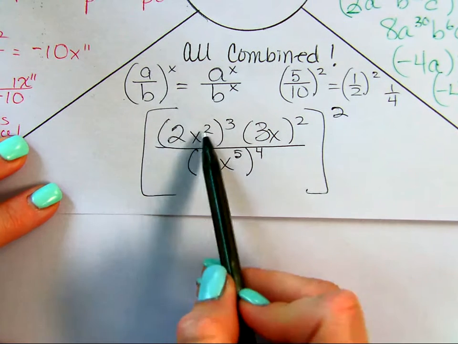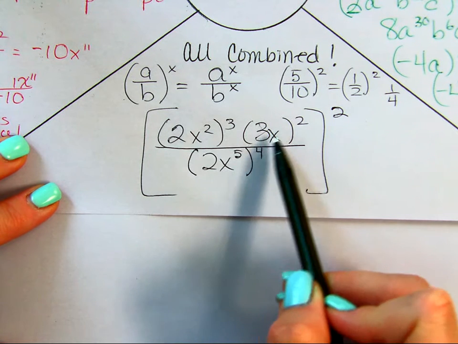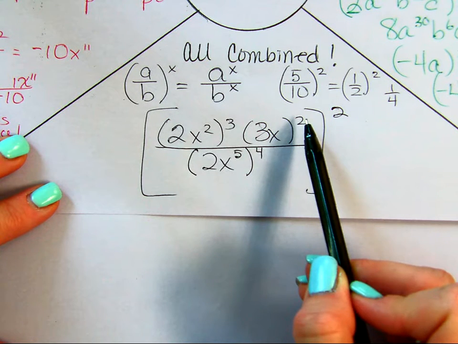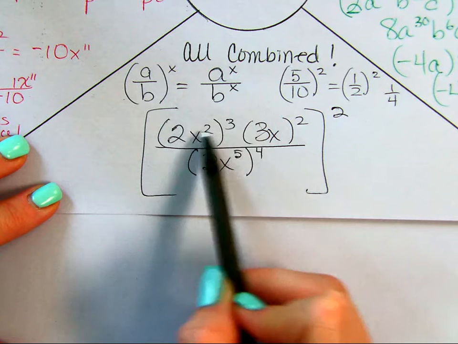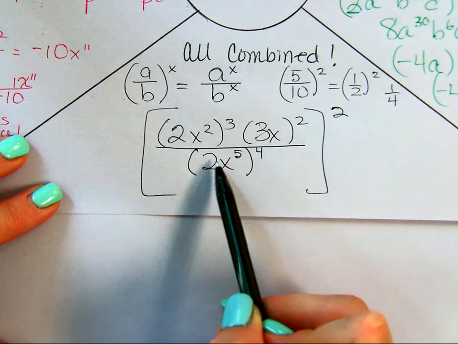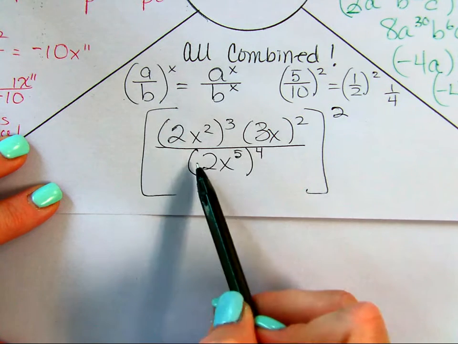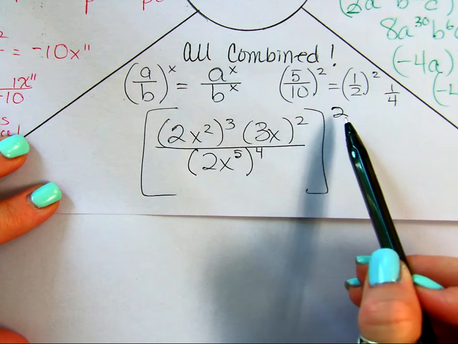Take this parenthesis to that power. This parenthesis to that power. Picturing it? Then I need to find this product. Then I need to take that product and divide it by this to get a new quotient. And that new answer then gets squared. Let's do it, okay?